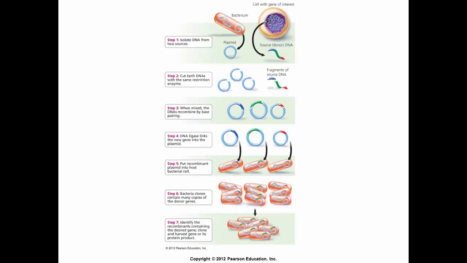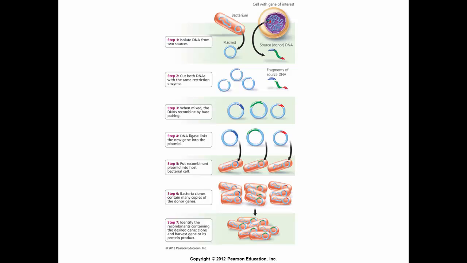So this image shows step one: isolate the DNA from the two sources. The plasmid is that circular piece of bacterial DNA that exists outside the bacterial chromosome. And then we have the cell with the gene of interest, the one that we want to amplify. In step 2, both DNAs are cut with the restriction enzyme.